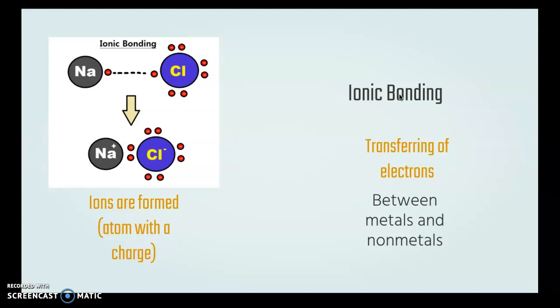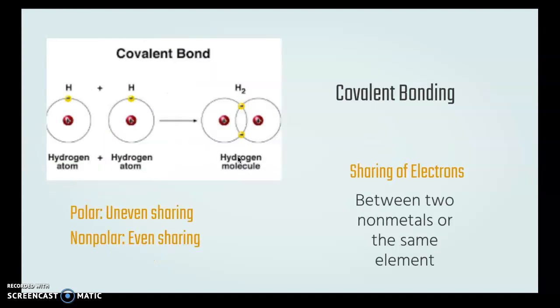So an example of this is table salt. We have sodium and we have chloride. Sodium has 1 valence electron, chloride has 7. It's easier for sodium to give up, and it's easier for chloride to gain. So what that means is that we end up with a slight positive charge on the sodium and a slight negative on the chlorine. But again, that is a transferring of electrons.